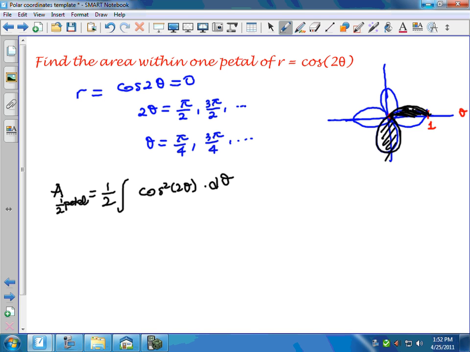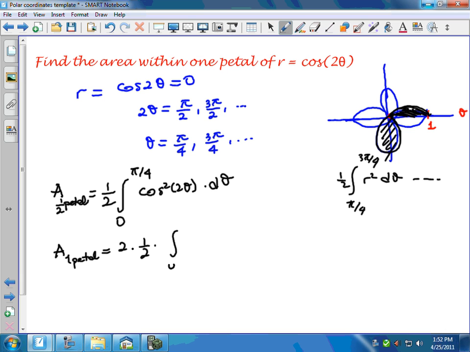And the angle should be, if I'm only finding half a petal, what should I use? 0 to pi over 4. Again, just know that you could have gone from pi over 4 to 3 pi over 4. You can do that. But in my case, first I found area of half a petal, then area of one full petal equals 2 times that as much, 2 times a half times the above, basically. And how can I rewrite cosine squared of 2 theta?